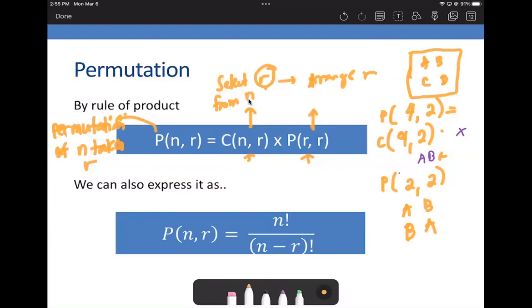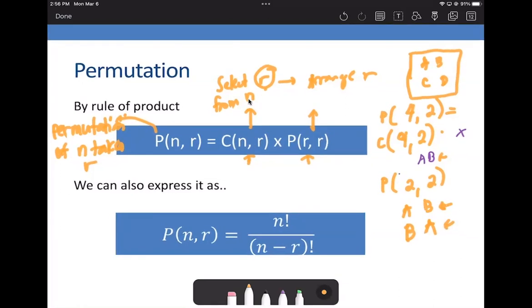So we select first, and then how many ways can we select? That is the combination of n taken r. After selecting, we are now concerned with the arrangement, so we are going to arrange these, and those are the possible arrangements. Do you understand what I meant by this, or how we have derived this formula? Permutation of n taken r equals the combination of n taken r times permutation of r taken r.